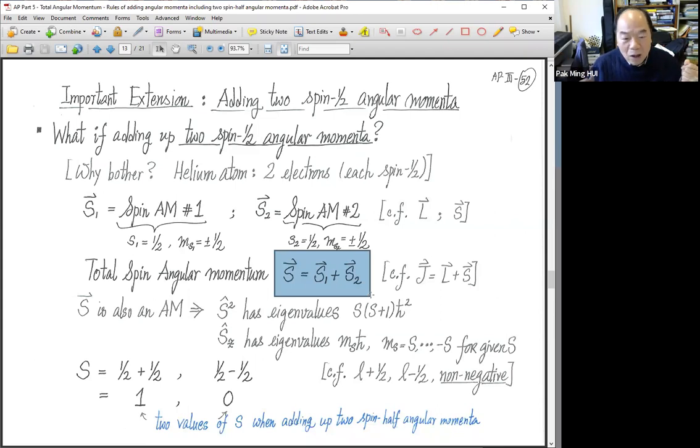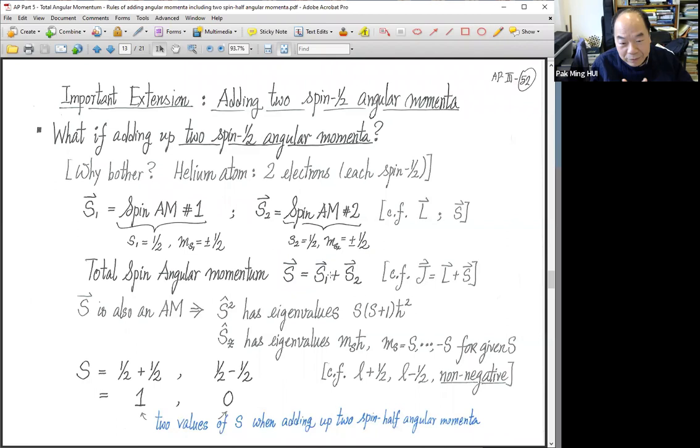For example, you have two photons. You can add them up. Two photons, they are stuck together when they are born, and then they fly apart, things like that. You need to know something about adding two spins together. Photons are spin one, right?